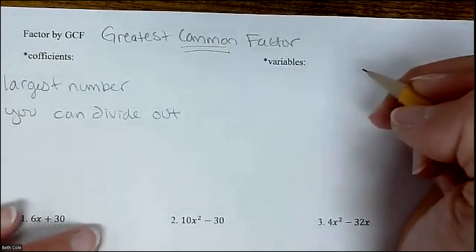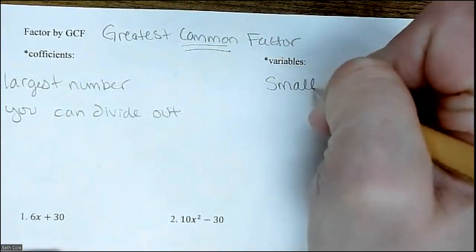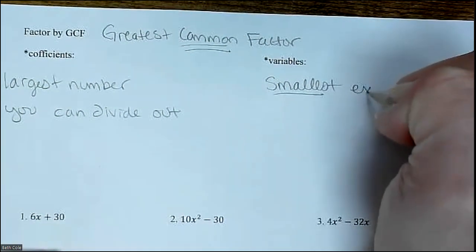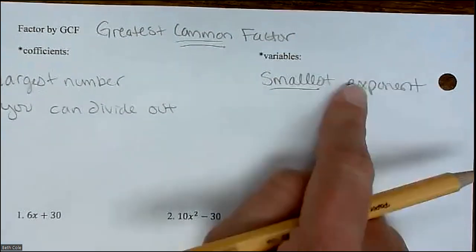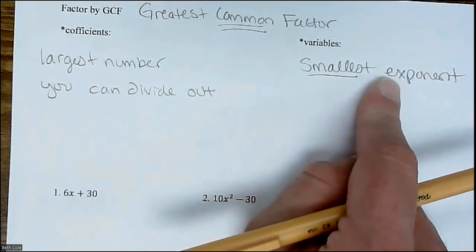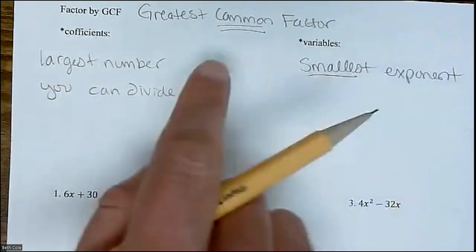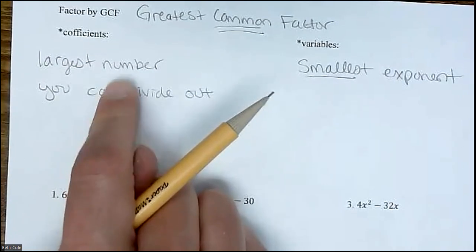For the variables, you're going to use the smallest exponent. And what I usually get asked is, Ms. Cole, why is it the smallest exponent? You just said it's called greatest common factor. You can't take something from someone that doesn't have it. They have to have it in common. So whatever is the smallest one is what they're all going to share in common. Now that part you have to figure out yourself, but if I give you a list of numbers, you'd be able to figure out which one's the smallest. Calculator will do this part for you.